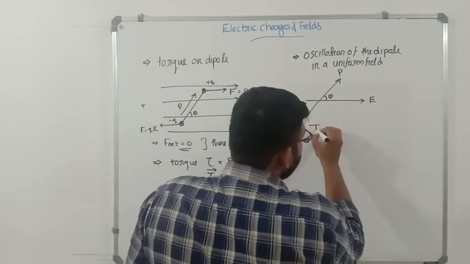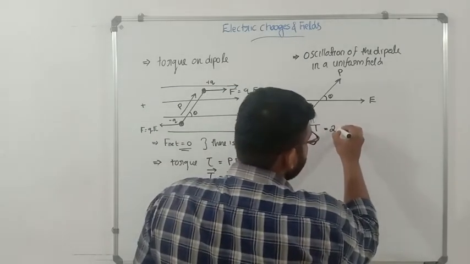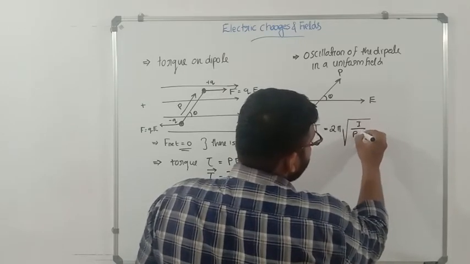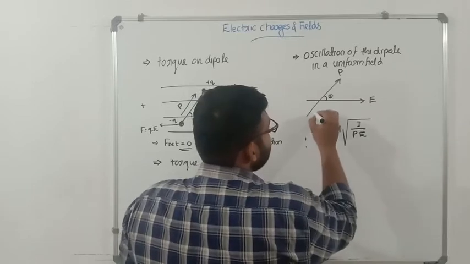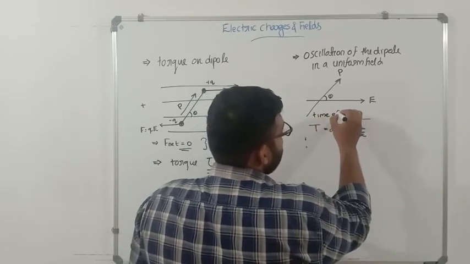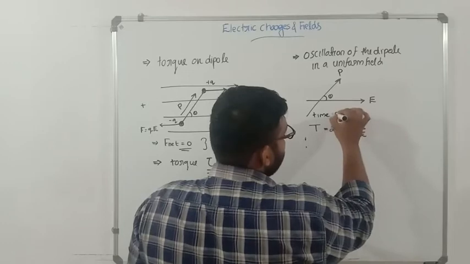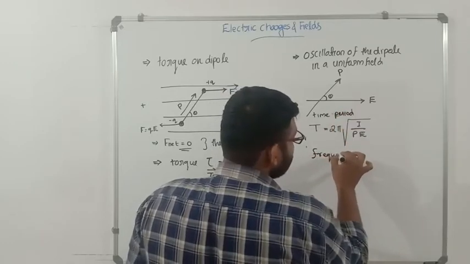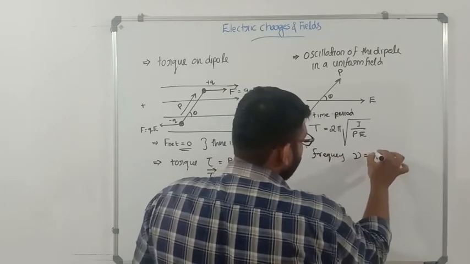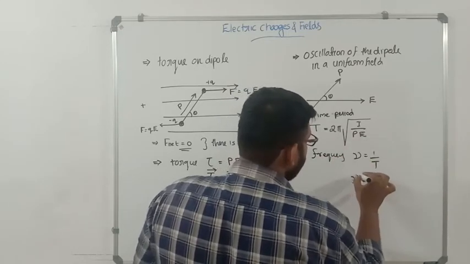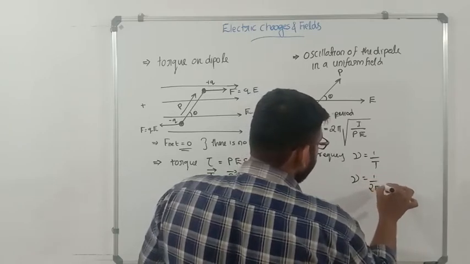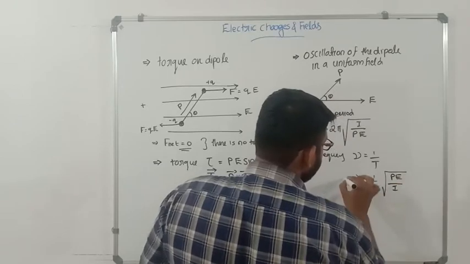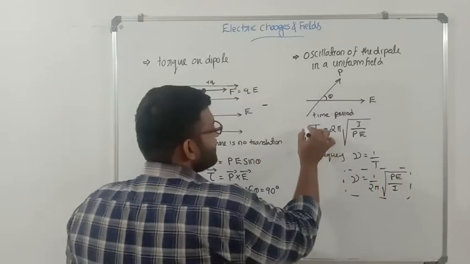And the time period is given by T is equal to 2 pi root over I by PE. This is the relation which connects time period of oscillation. What about frequency? The frequency is nothing but the reciprocal of time period. We can write down 1 by T. What is the reciprocal? It is nothing but 1 by 2 pi root over PE by I. This is the frequency and this is the time period.